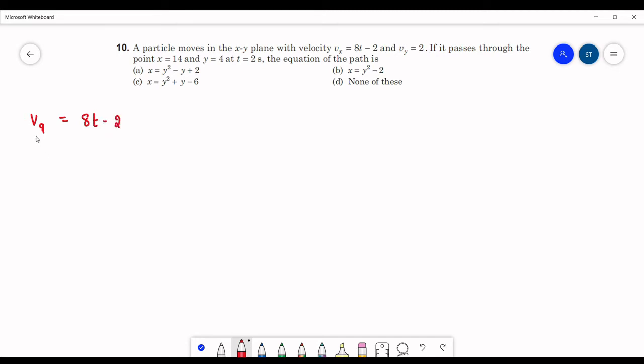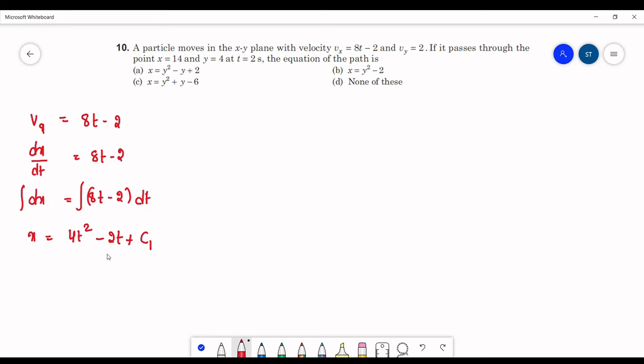Vx can be written as dx upon dt, which equals 8t minus 2. So here dx will be equal to (8t minus 2) dt. Now integrate this expression. Here I am going to do an indefinite integration, so there will be a constant in the result. So x will be equal to the integral of 8t dt, which is 4t square, minus 2 dt, which is minus 2t, plus some constant, as we are not applying any limits here, and I am taking this constant as c1.